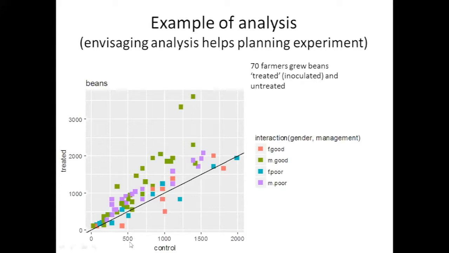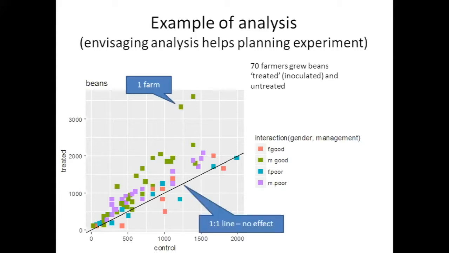I've plotted along the x-axis the yield on the control plot, that's the farmer practice plot. And on the y-axis, the vertical axis, I've got the yield on the treated plot, the inoculated plot. So each dot is one farm, and there should be about 70 dots on that graph. And the line I've drawn is the one-to-one line, the line where they're equal. So if you see a dot on the line like that one, there's a farm where the control and the treated yields were exactly the same.